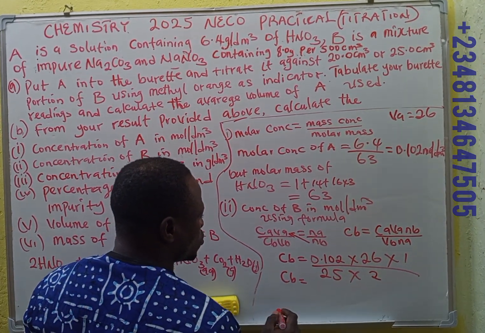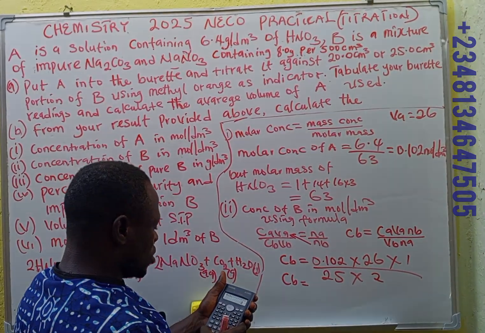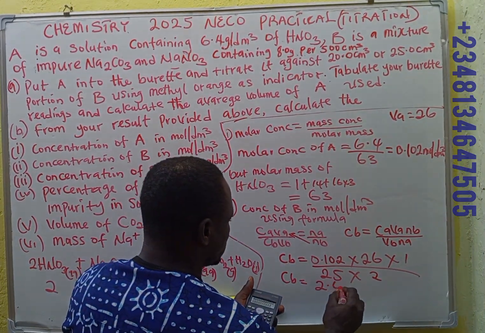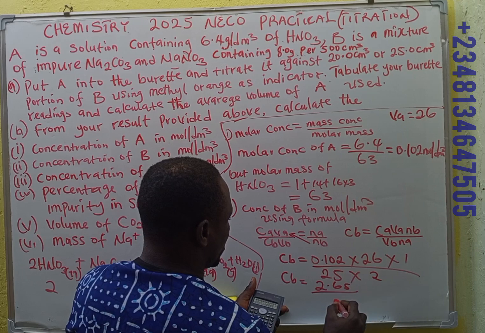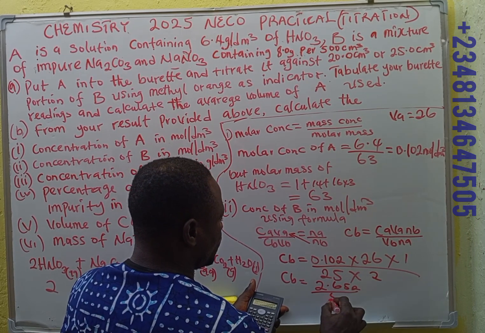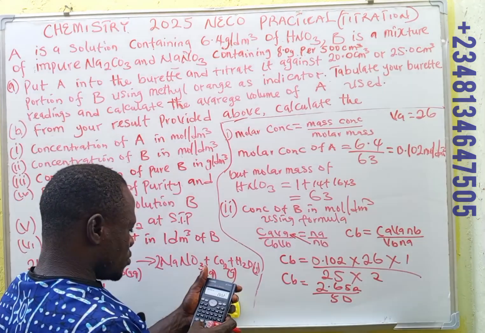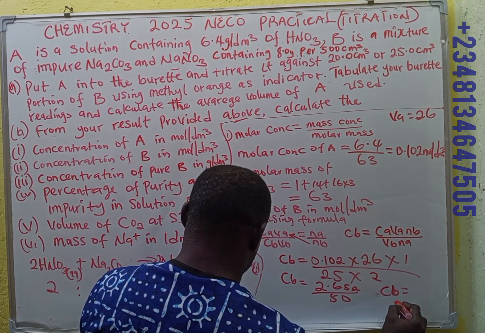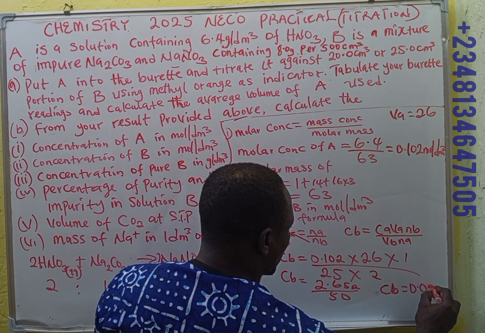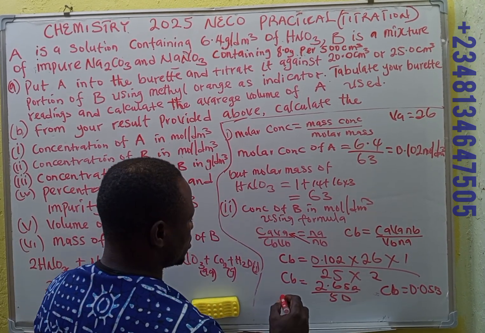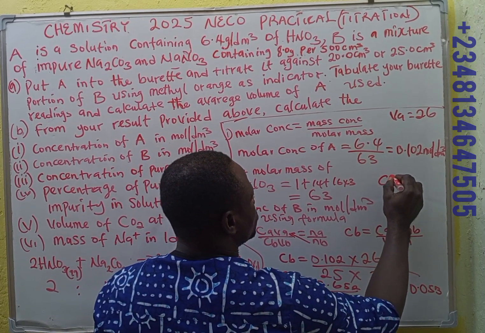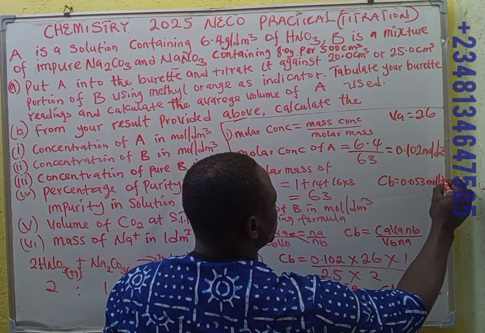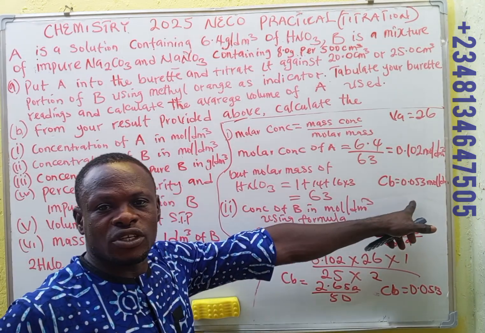Cb now will be equal to, let's divide. 0.102 times 26 times 2 is equal to 5.304, divided by 50. So at the end, our Cb is equal to 0.053 moles per dm cube. Let me write it here. Cb is equal to 0.053 moles per dm cubed. That is what you have in your Cb.